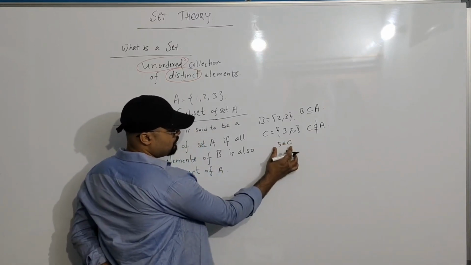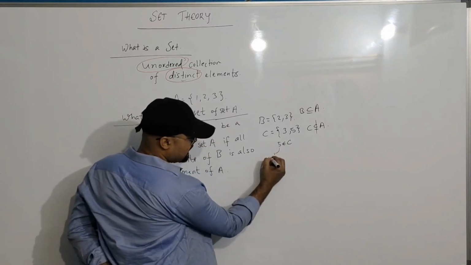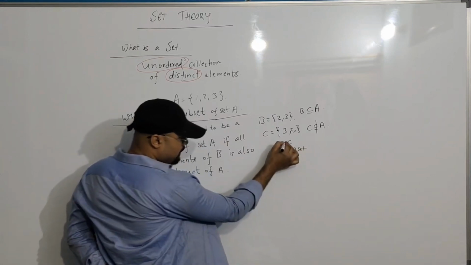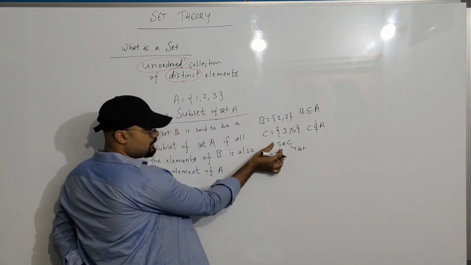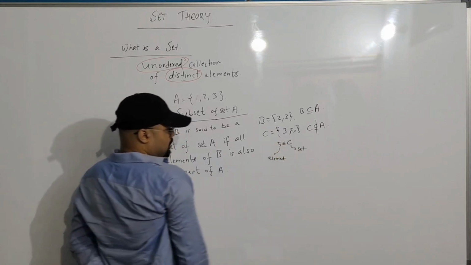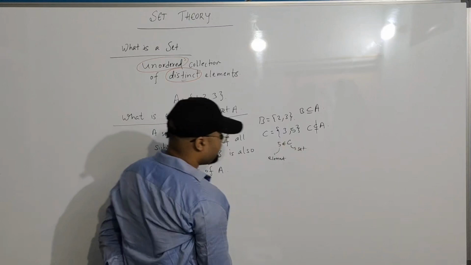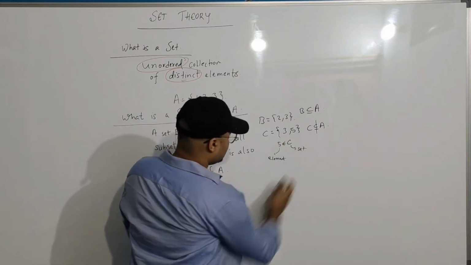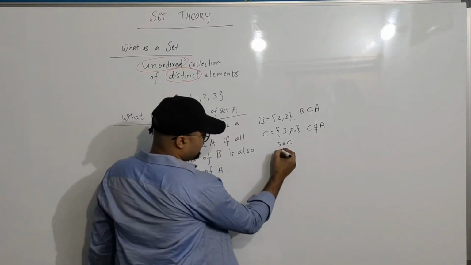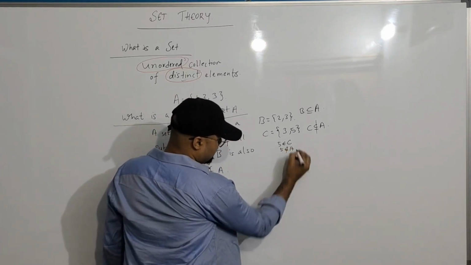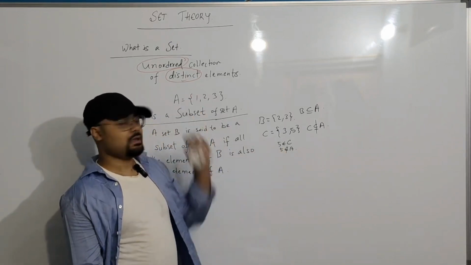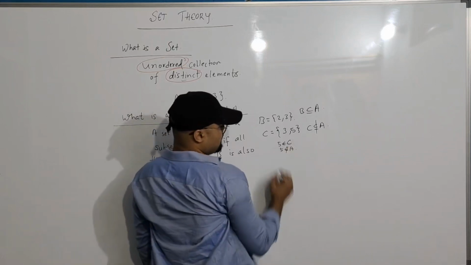This is the symbol to represent belonging. On this side is the element, and this is your set. The belongs-to symbol means that this element belongs to this set, or is an element of this set. So 5 belongs to C, but 5 does not belong to A. So there is at least one element in C that is not from A. So C is not a subset of A.